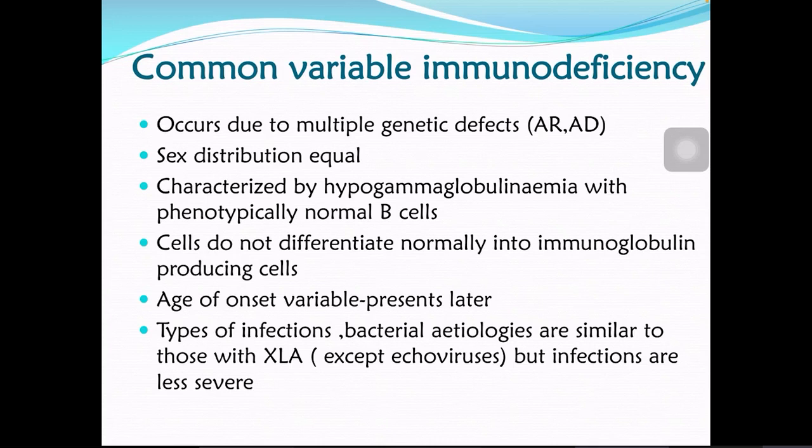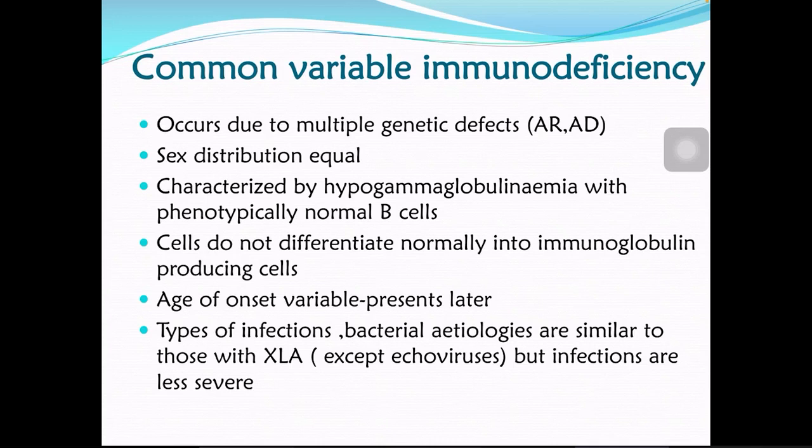As a result, depending on the genetic defect and the severity of the illness, the age of onset can be reasonably variable. So they tend to present a little later. However, the type of infection and the bacterial etiologies are similar to those with X-linked agammaglobulinemia.